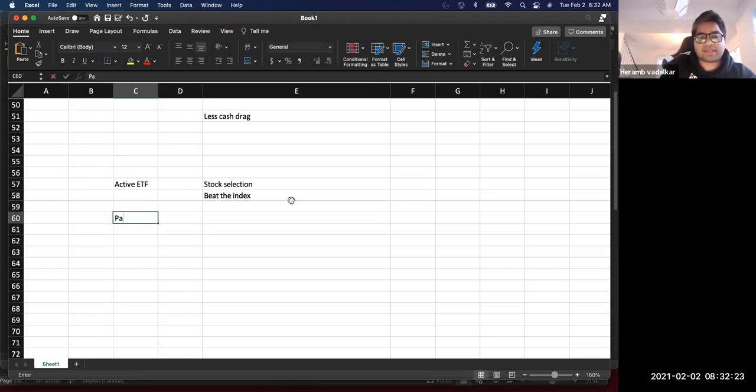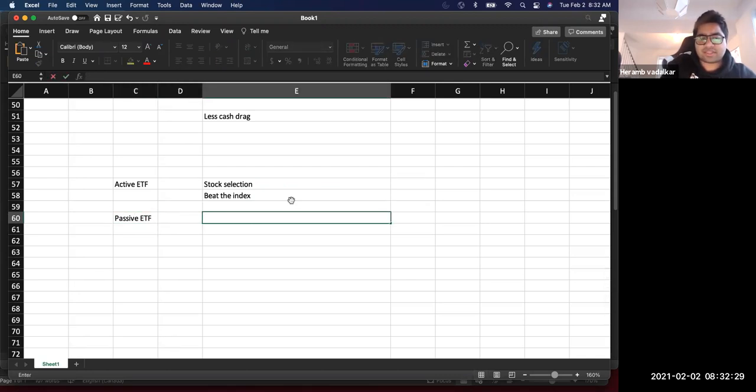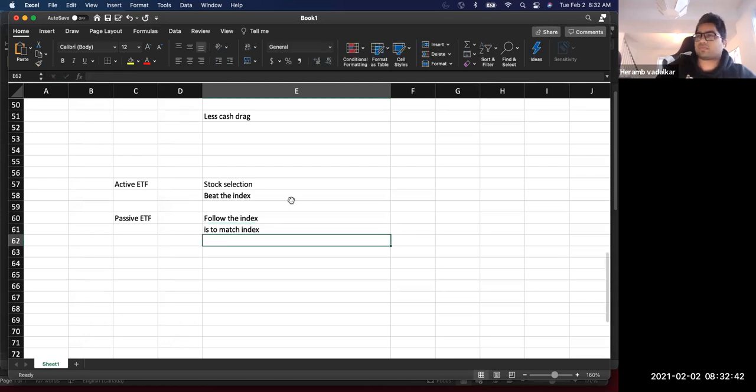A passive ETF doesn't do stock selection. They just follow the index. Their objective is to match the index.